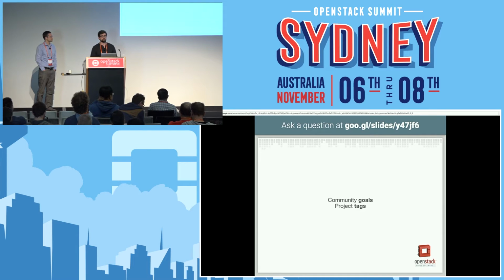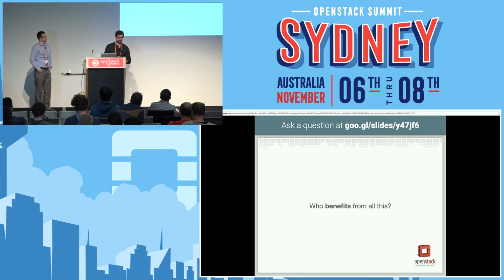And then a couple of tools that we'll have at our disposal that will be more useful than when we've tried to solve this in the past are community goals and project tags. Community goals are already in effect today, and we're using them to help projects move their defaults into code and evolve the policy story that we have.